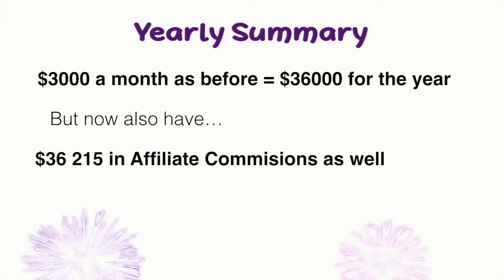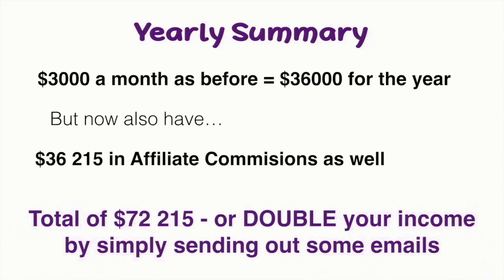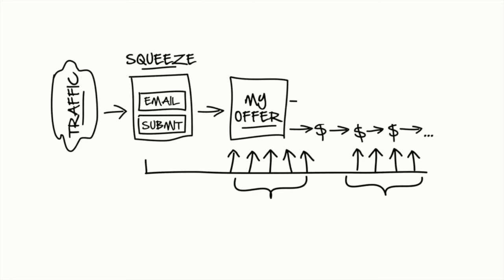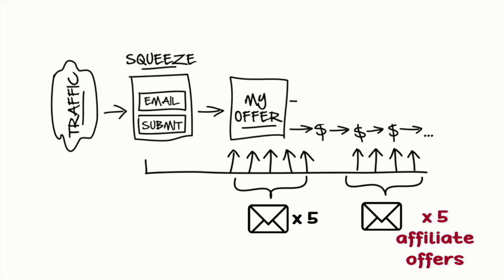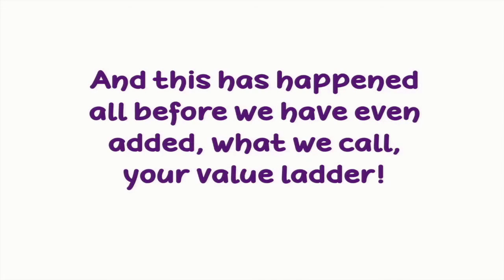And you may have done nothing more for it other than sending out a few emails per campaign to your list, informing them of these great offers that you now have and that you can help them with. So again, you can see we have simply added a few emails in our follow-up sequence throughout the year, informing people of the affiliate offers you have for them. And this has happened all before we have even added what we call your value ladder.